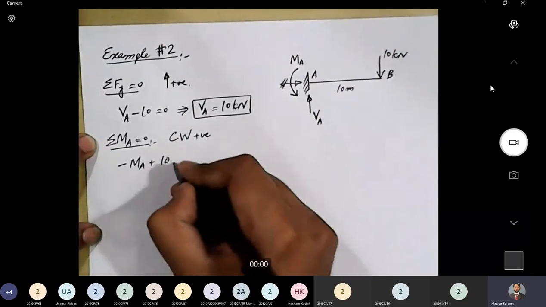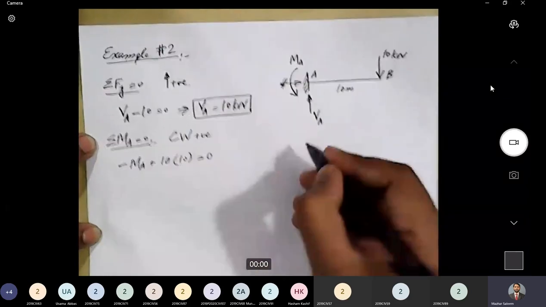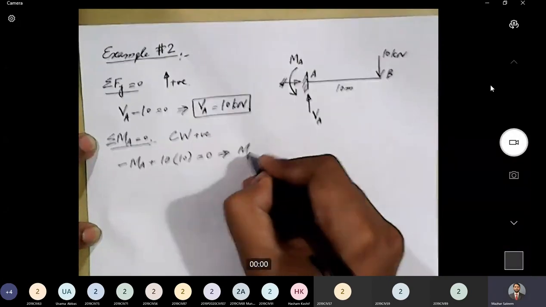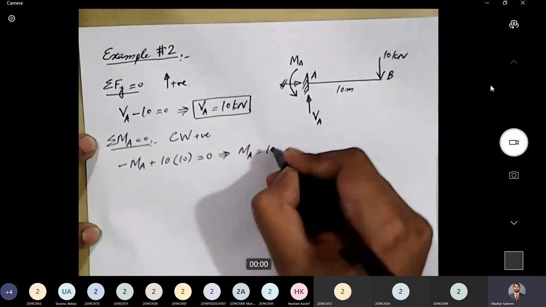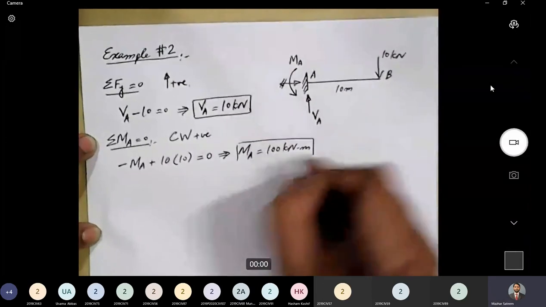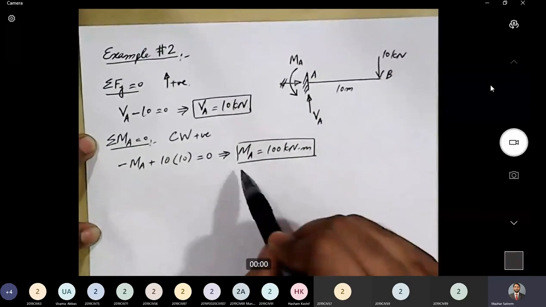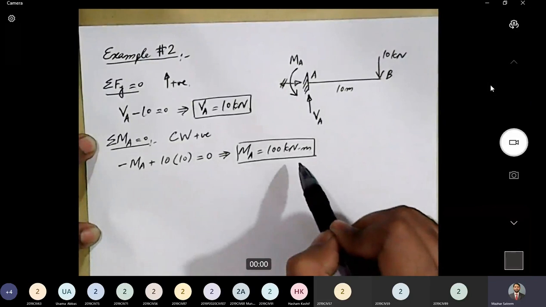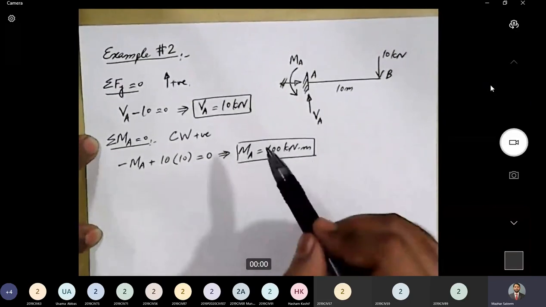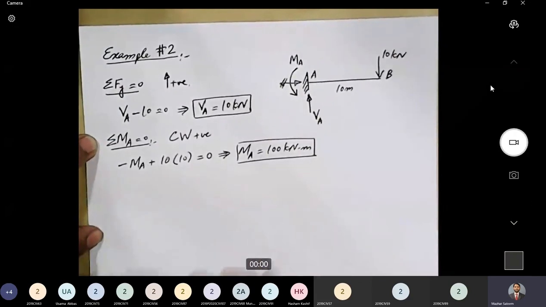10 kilonewton is the magnitude of the force, and lever arm is also equal to 10, and that is equal to 0. So if I rearrange this, I get MA equal to 100 kilonewton meter. So this is the value of the second reaction at point A. VA is 10 kilonewton and MA is 100 kilonewton meter. Both the reactions are positive, which means that the assumed directions for both of them are correct. So this was the first step, reaction calculation.